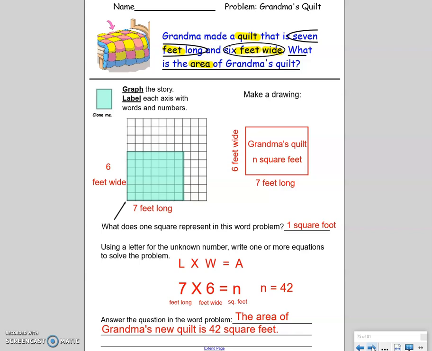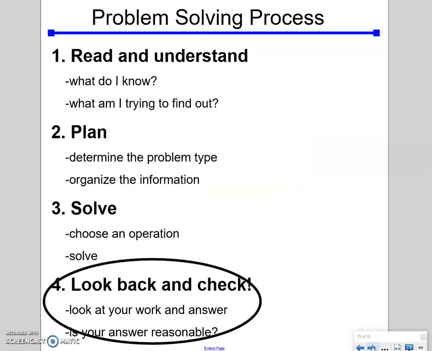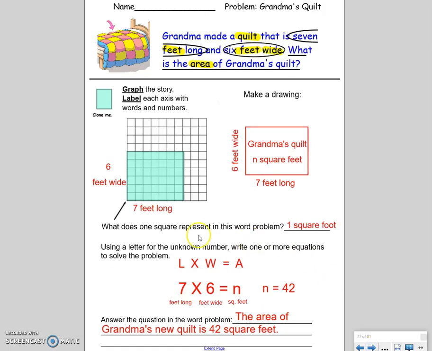42 square feet. We're ready for the final step of our problem-solving process, looking back and checking to make sure our answer is correct. Look at the picture we drew. 7 feet long and 6 feet wide. Is that the correct information from the story problem? 7 feet long, 6 feet wide. Yes, it sure is. We multiplied to find the answer because length times width equals area.